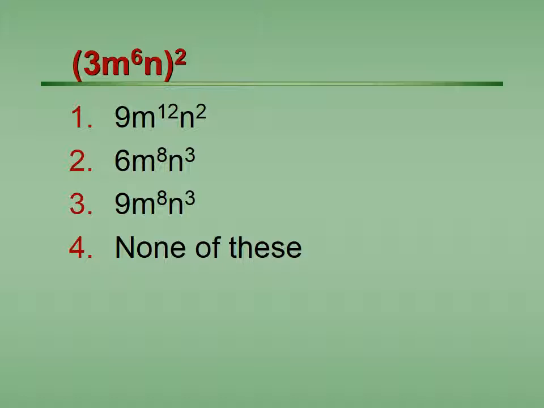Go ahead and try this one. Now 3 squared is 9, and 6 to the second power is 6 times 2 is 12, so we need to have m to the 12th, and then n to the first to the second. That means you multiply 1 times 2, and you get n to the second. So that gives us option 1.